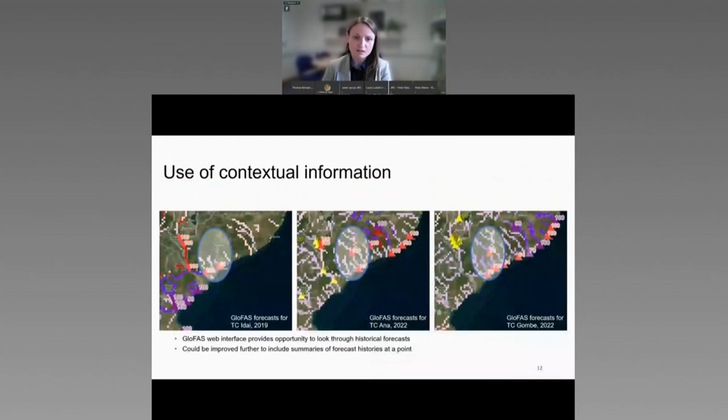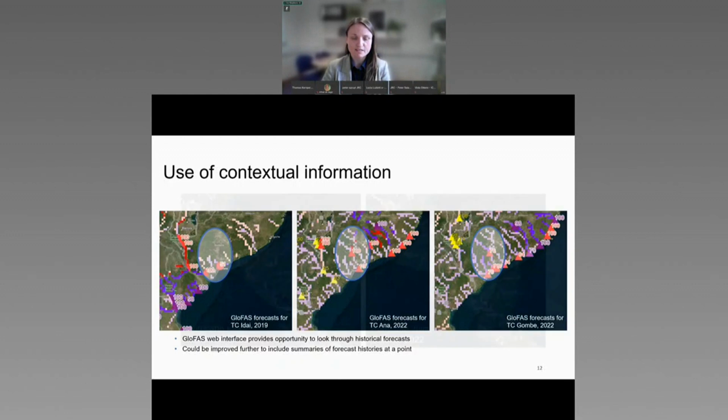So, for example, there were lots of tropical cyclones in southern Africa early this year, and the GloFAS web interface provides us with an opportunity to look through historical forecasts. So we can look back for what was being forecasted for Idai in 2019, and then for Ana in 2022, and Gombe in 2022. This is for the Licungo River in Mozambique. And we can start to get a feel for what is different between each of those events. And that provides that contextual information for partners on the ground so that we can say, flooding in this river is likely to be more severe than it was for Tropical Cyclone Idai, for example.